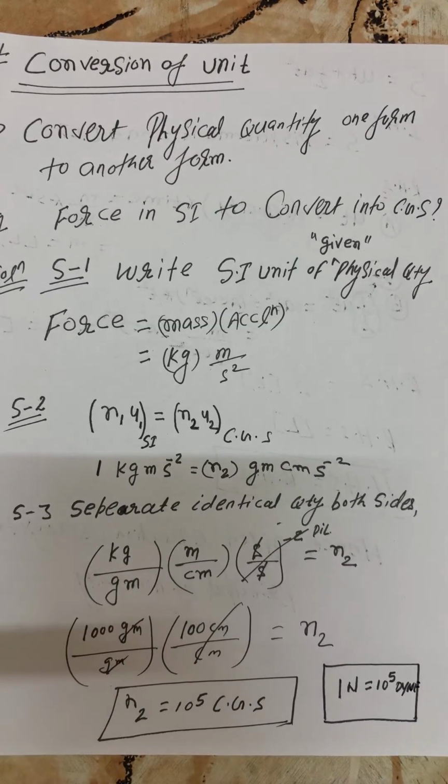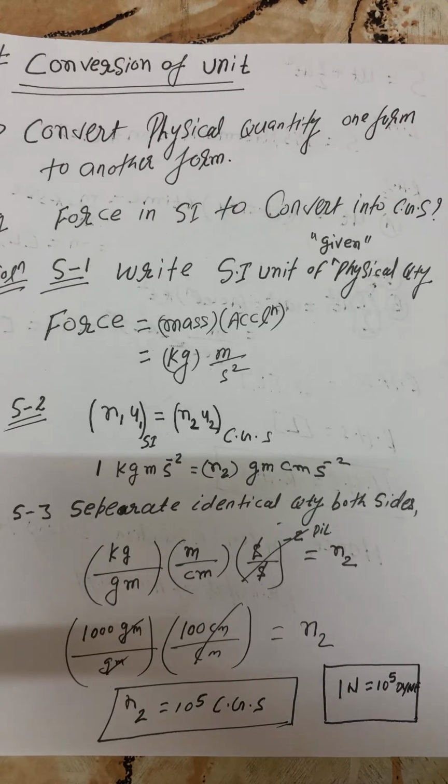10 to the power 5 dyne here. You can write like this, right? So here, students, this is the conversion of units: converting a physical quantity from one form to another. Initially, what's the question? Kids, convert force in SI to CGS.